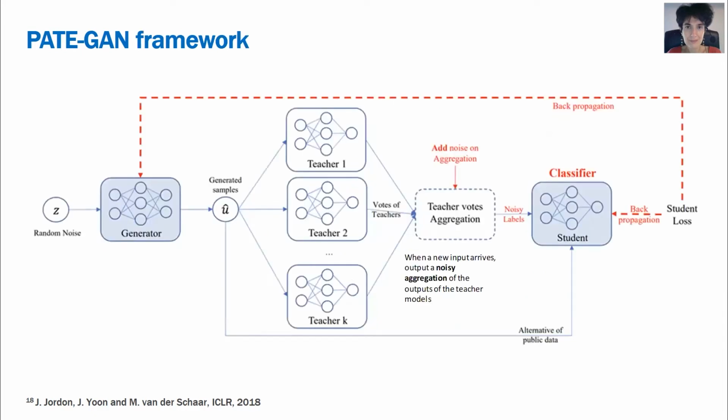The key block is the generator and the student discriminator. To make the student discriminator differentially private, the generated labels from the teachers are aggregated with noise. The student discriminator utilizes the noisy aggregated labels to train the model. Following the PATE framework, we can construct the differentially private student discriminator, which is the discriminative model. Finally, the student discriminator loss is used to train the generator and make the generator differentially private. This is the comprehensive diagram of our PATE-GAN framework.